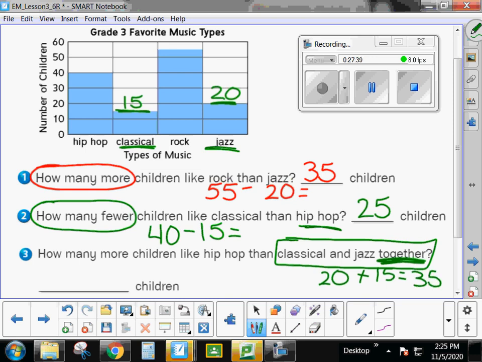And it says, how many more children like hip hop than those together? Well, hip hop is 40. So that's still more than classical and jazz, right? So I'm going to do my 40 minus my 35, which gives me 5.